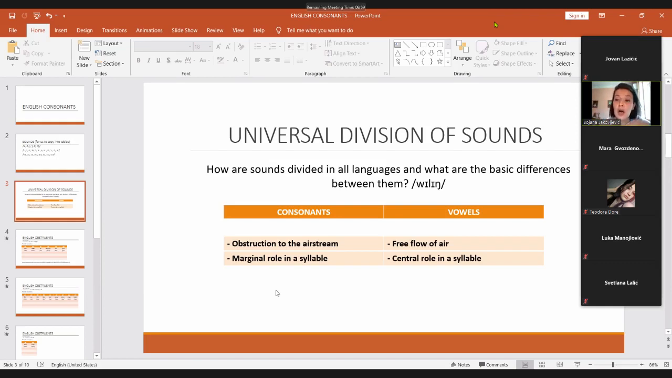Okay, so according to the manner of articulation, what would be the first group of consonants? Sometimes they are called true consonants. They are characterized by some sort of explosion. Plosives. Okay.